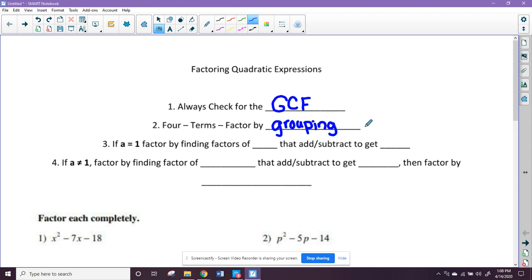And then if there's 3 terms, then we're going to do one of these 2 methods. So if the a is 1, so the very first term with x squared, or the variable squared, if that a, the coefficient out in front, is 1, we're going to factor by finding the factors of c that add or subtract to give us our b, our middle term.